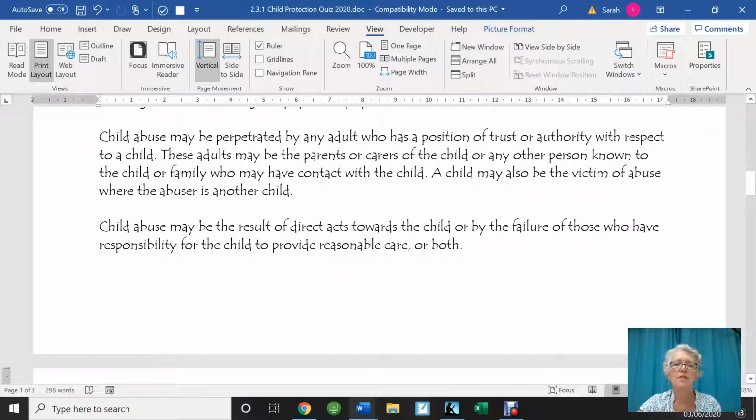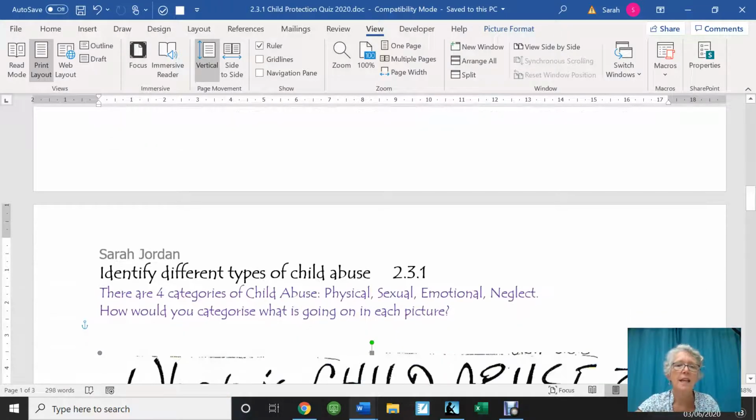Child abuse may be the result of direct acts towards the child or the failure of the adult to act. So in the case of neglect, they're not doing anything to the child, they're not caring, they're not providing reasonable care, or both. Abuse doesn't fall into 4 neat little categories. It does for our question, but not in real life. Okay, let's have a look then.